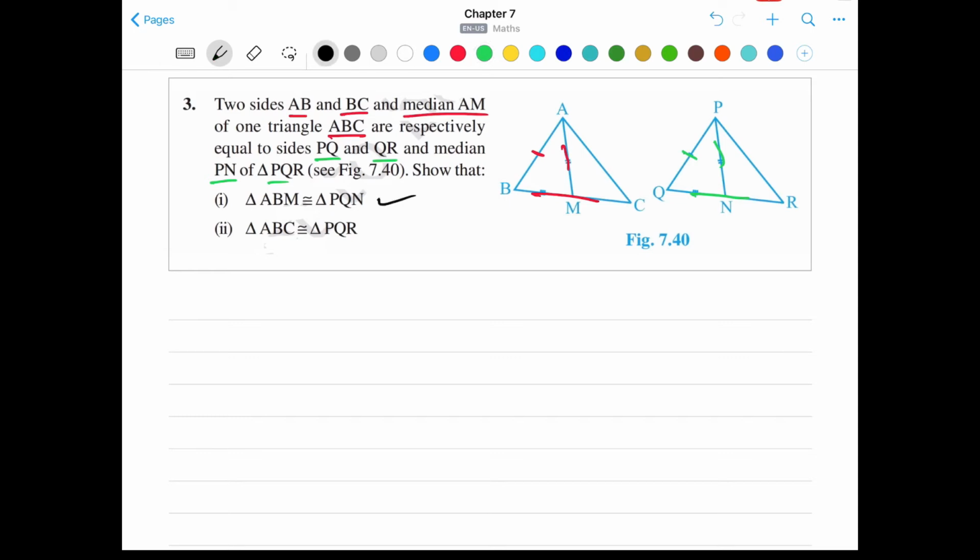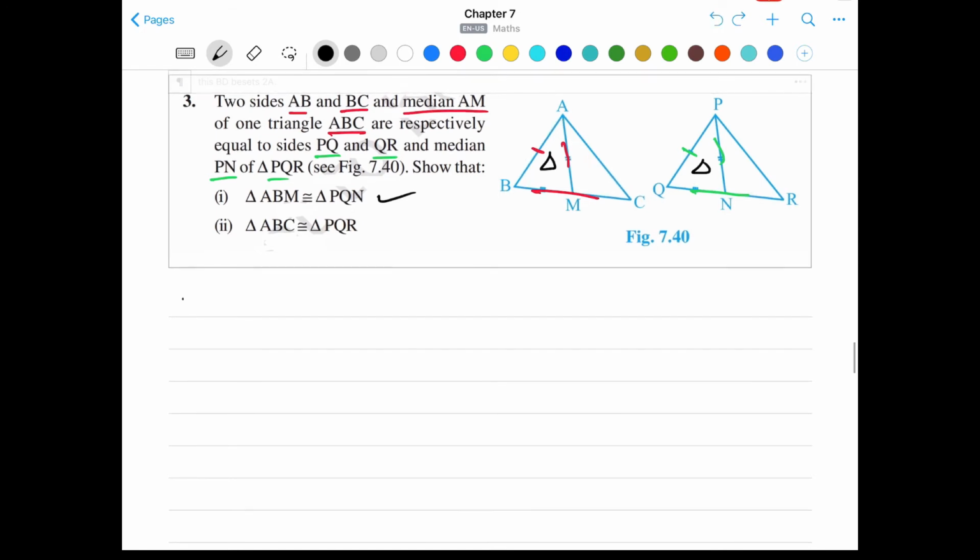Okay, so based on this we have to prove two things. First one is that triangle ABM is congruent to triangle PQN. ABM is this one and PQN is this one. Then we have to prove that the entire triangles ABC and PQR are congruent. Okay, so we're going to prove this one by one. So let's start writing its solution.